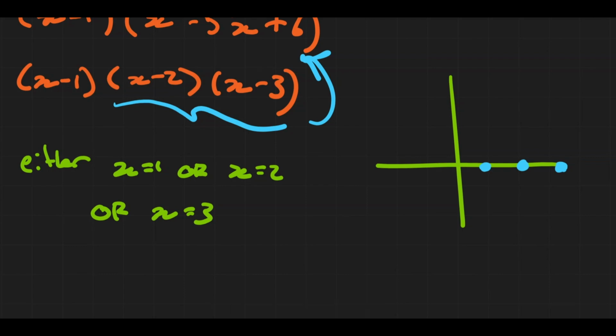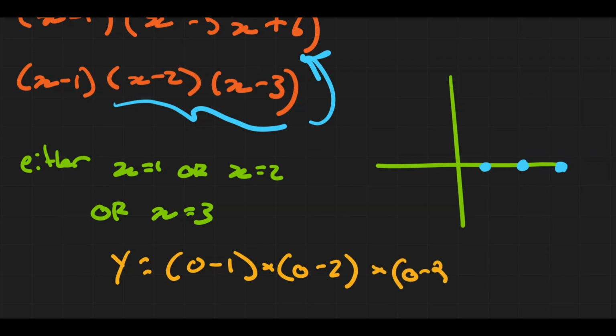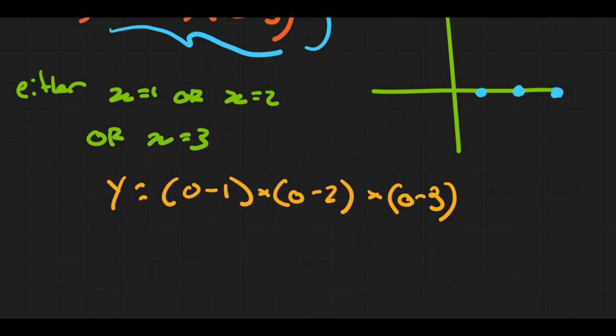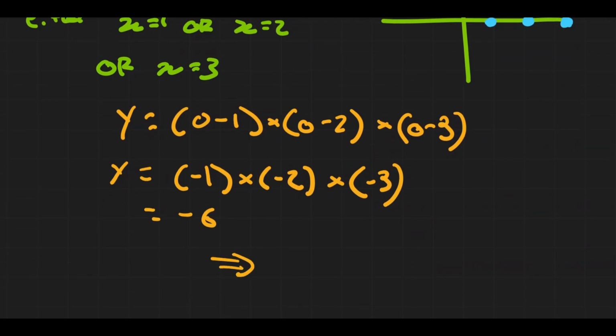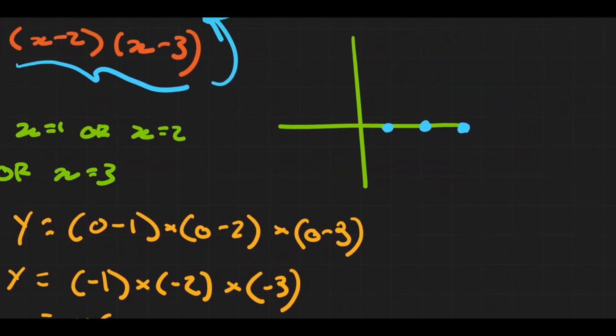And then the y-intercept is when x equals 0. So y equals 0 minus 1 multiplied by 0 minus 2 multiplied by 0 minus 3. Y equals negative 1 times negative 2 times negative 3 equals negative 6. So that is our fourth point. And so it must follow that the graph does something like this. And that is how we graph a cubic.